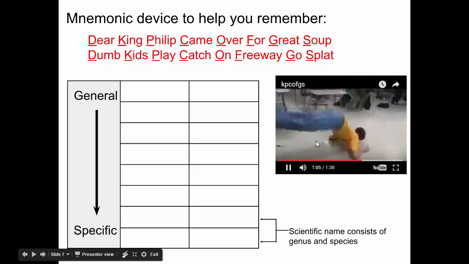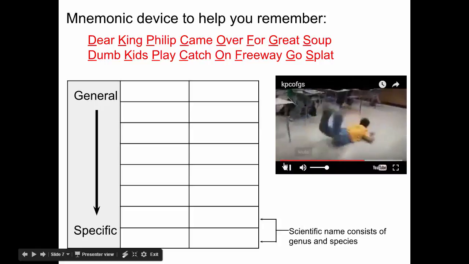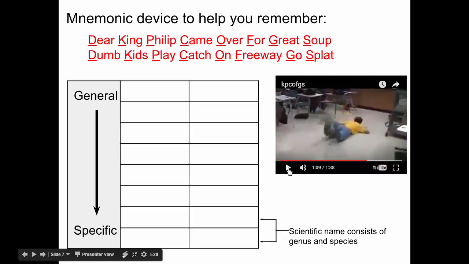Kingdom, phylum, order, family, genus, species. What is it? Yeah, I did that at Mr. Arcuri's wedding, by the way. I'm not joking either.